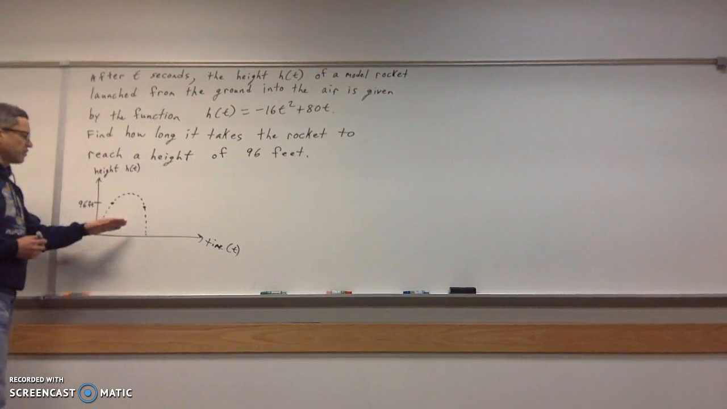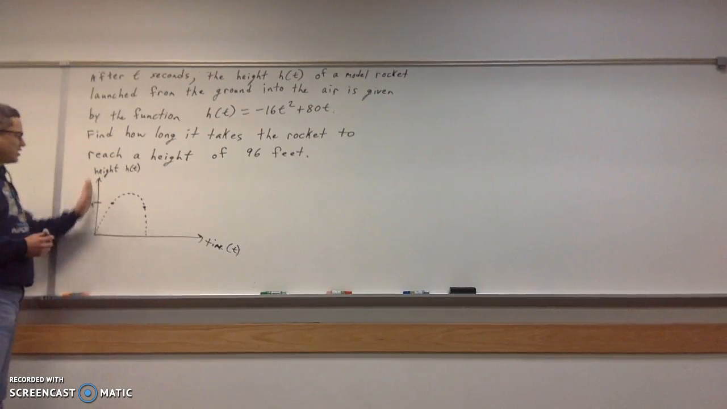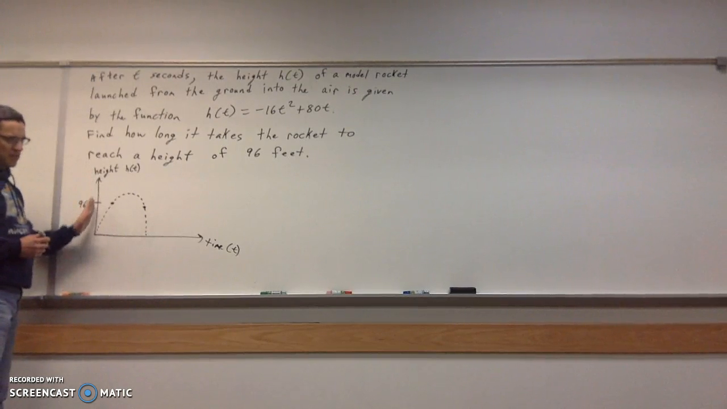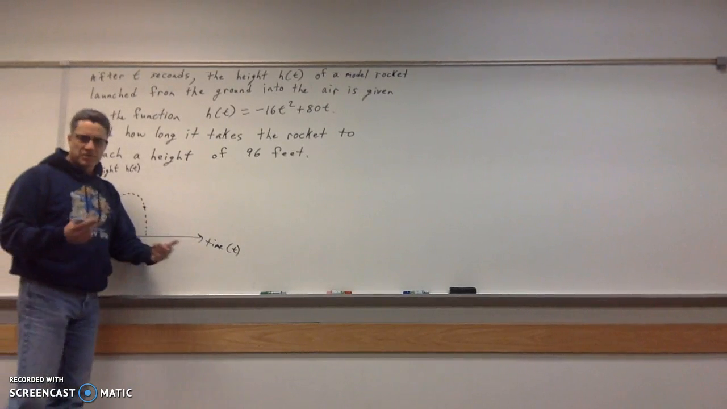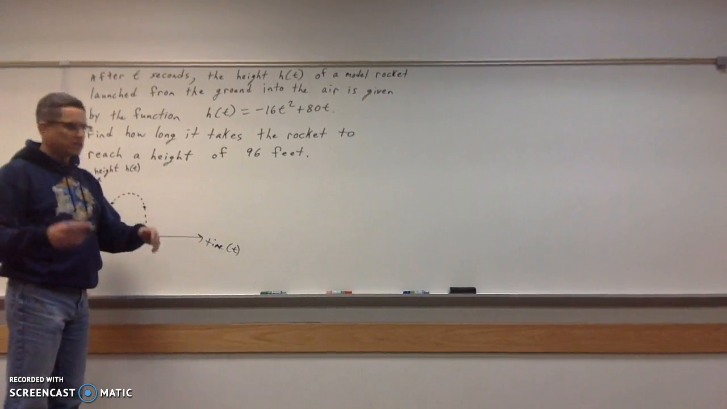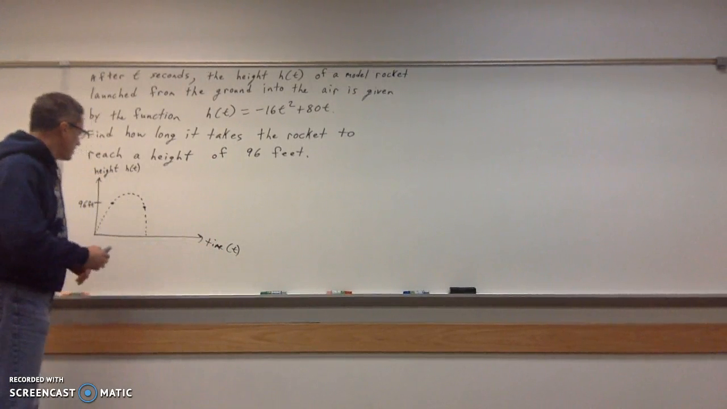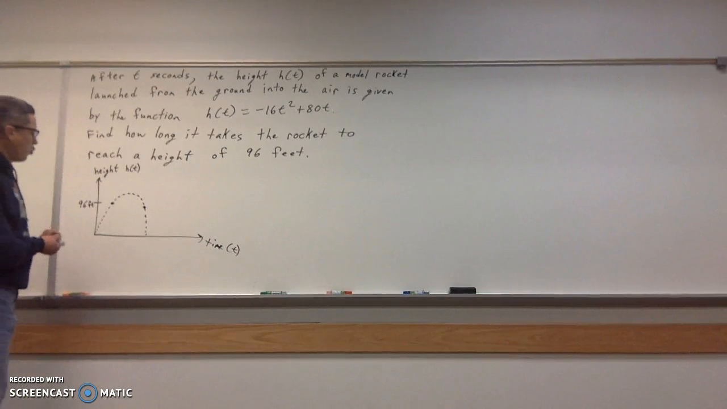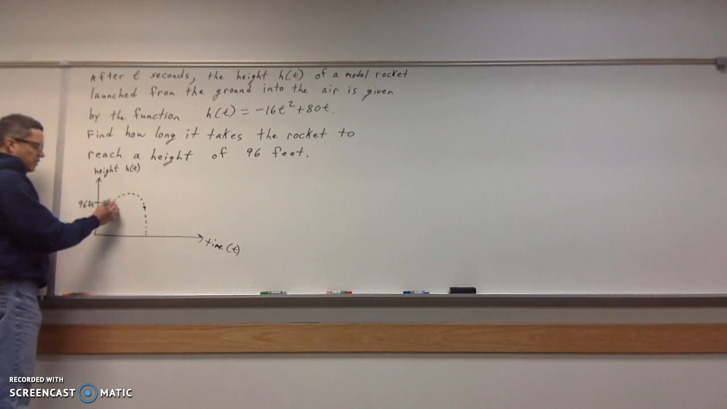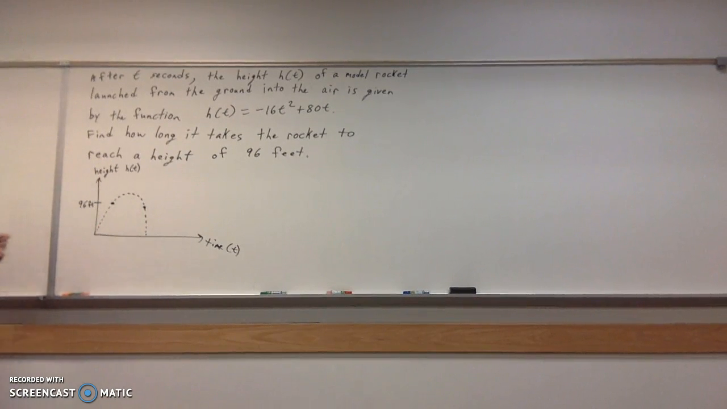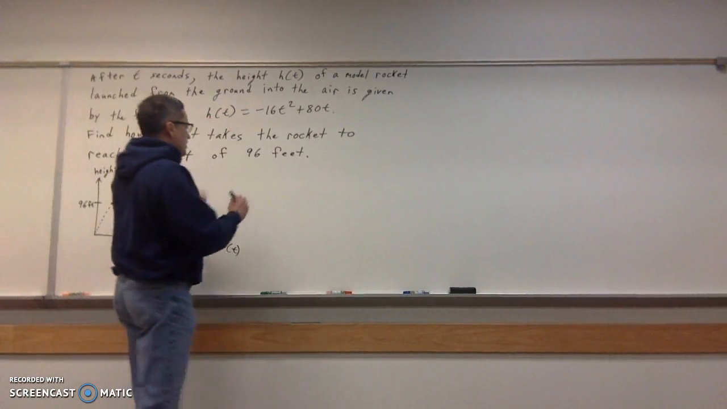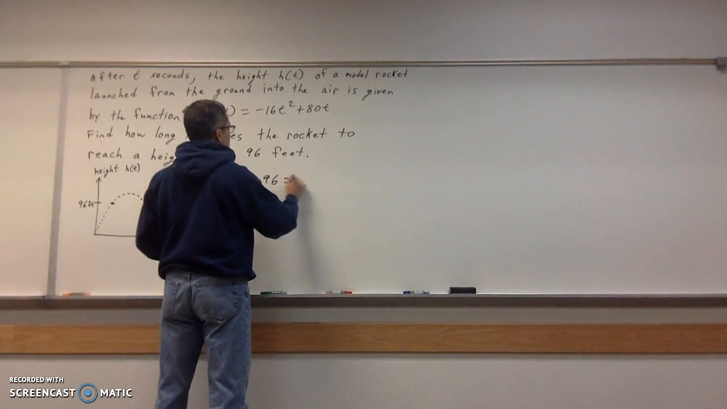So I've got a little diagram that I drew here. Our height is my vertical axis, also known as the ordinate. My horizontal axis, also known as the abscissa, which you don't really need to know, is my time t. We want to find out when it is going to reach a height of 96 feet on the way up, and when it will reach a height of 96 feet on the way down. So basically, h of t is 96.